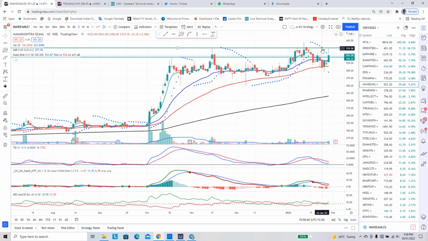If I want, I can go ahead and put a GTT order here, because you see one time, two times, and this is the third time the price has gone here and then come back. So I will wait for a close above this 576. As soon as the price sustains above this, I will go ahead and initiate the position.